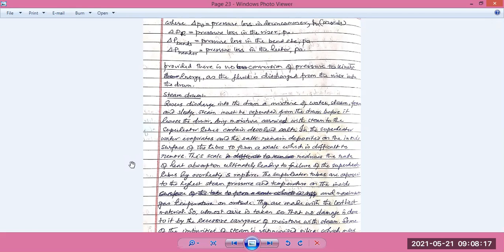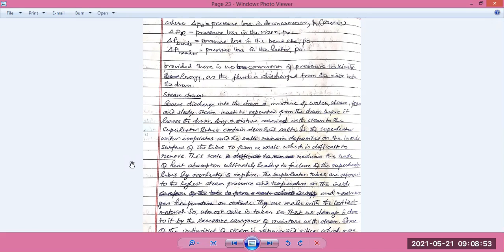The wall of the tube will get heated along with the salt itself, and ultimately it will create cracks or pierce the walls of the superheater, thus rupturing them through overheating. As a result, it will not function again, and you have to replace things. Superheater tubes are generally exposed to the highest steam pressure and highest temperature inside, and the maximum gas temperature on the outside itself.